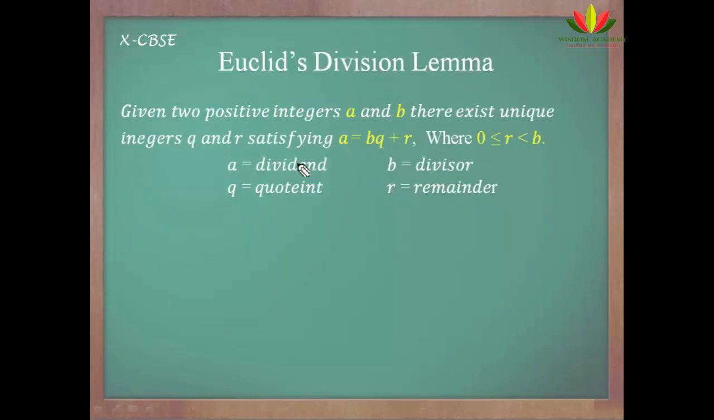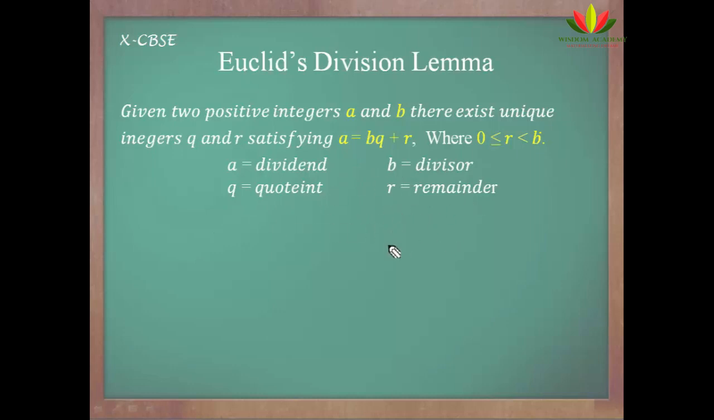The first topic of your class 10th is Euclid's division lemma. What Euclid's division lemma says is: given two positive integers a and b, there exist unique integers q and r satisfying a equals bq plus r, where r is greater than or equal to 0 but less than b. Okay. So here what are a, b, q and r?